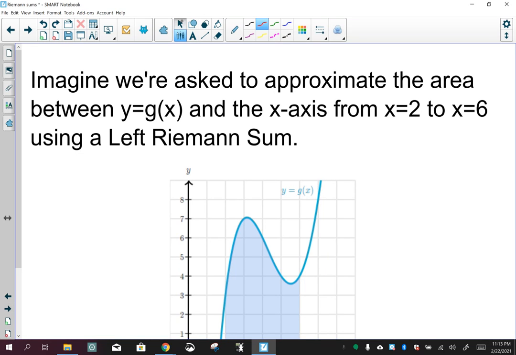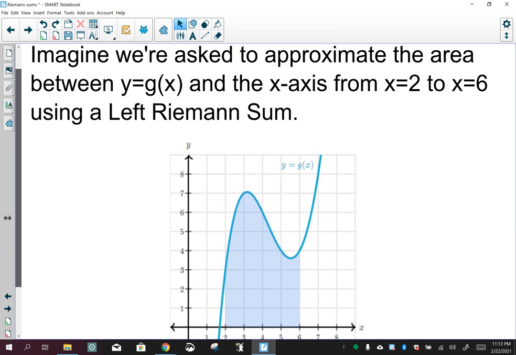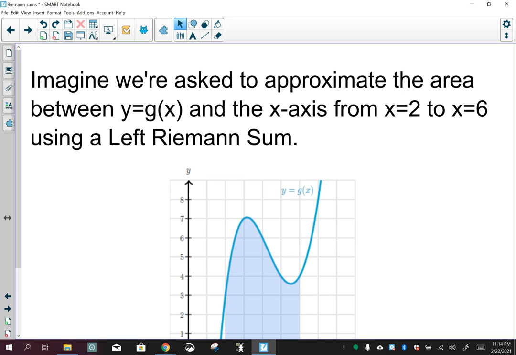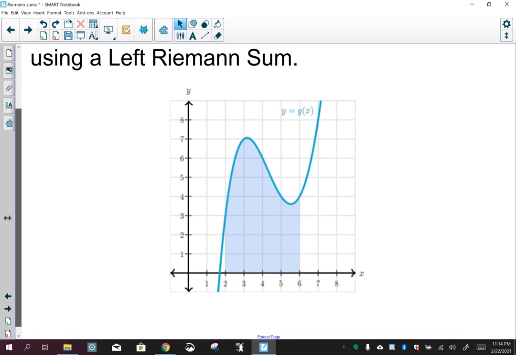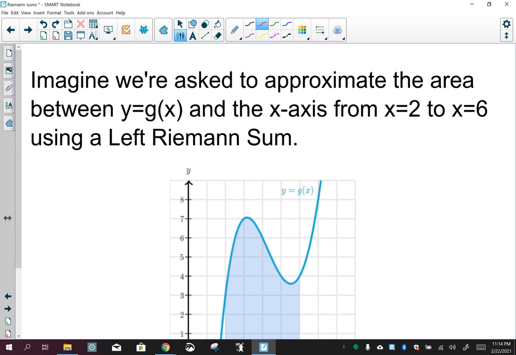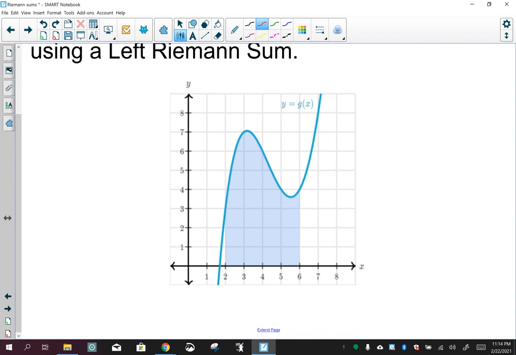All right. Now let's actually jump into a problem here. So imagine I give you this graph and I want you to approximate the area between this graph here and the x-axis from 2 to 6. And I want you to use a left Riemann sum. So you're going to come over here and say, okay, a left Riemann sum. That means I'm going to start here at 2 and I'm going to go all the way up and I'm going to put a dot right there. And that's where I'm going to start, because I'm doing a left Riemann sum.